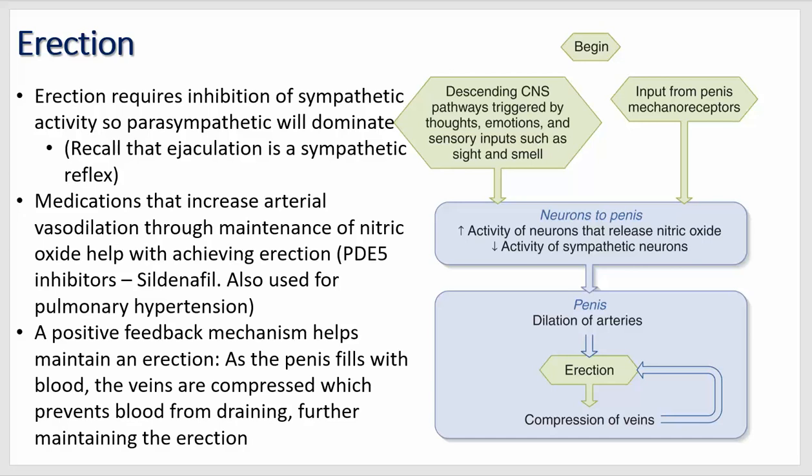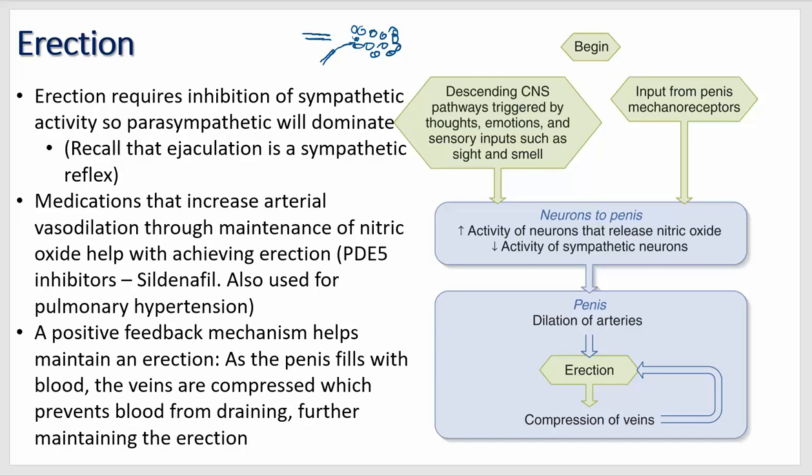All right, so medications that increase arterial vasodilation through maintenance of nitric oxide will help with achieving erection. What's happening basically is that you have increased blood flow to the corpus spongiosum and cavernosum of the penis. So the penis will fill up with blood. It's got this spongy part in there, with blood vessels. As blood moves in, it will cause the penis to get larger and stiffer, like filling something up with fluid that's going to cause it to be more firm.